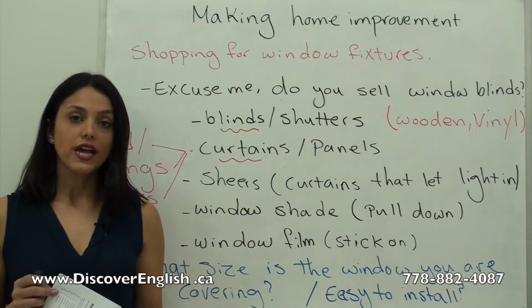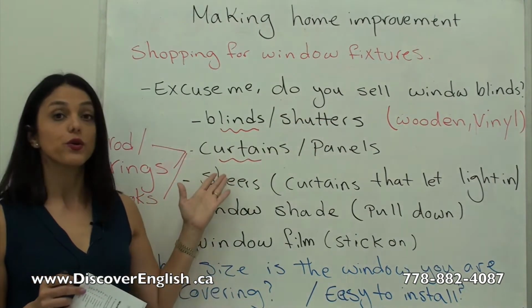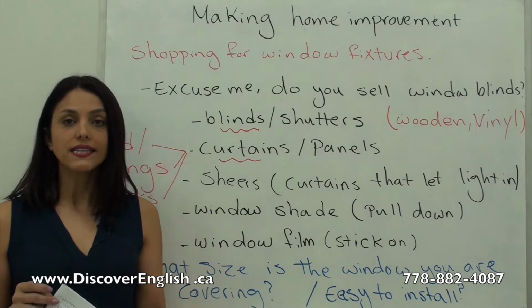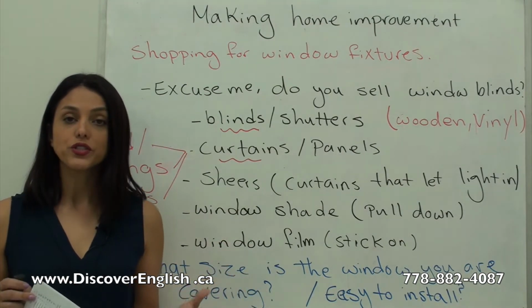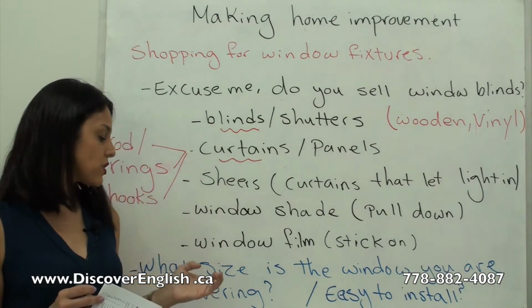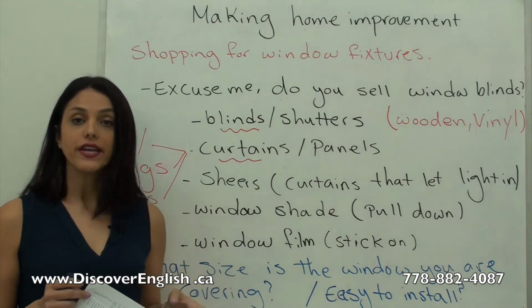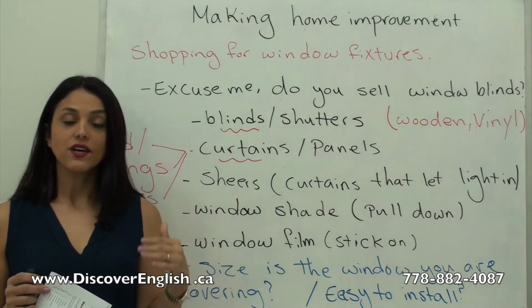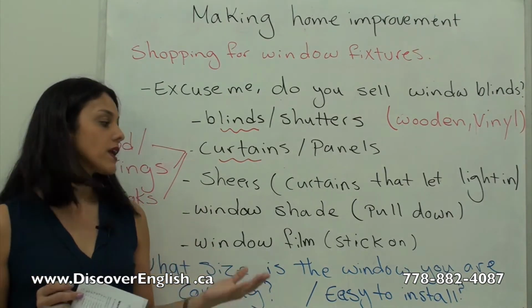Whenever you choose, you say, for example, I want the wooden one, or probably you're looking for curtains, so you can tell them. They're probably going to ask you about the size that you're looking for. So, what size is the window you're covering? You have to tell them the size of the window, and then they're going to help you better.